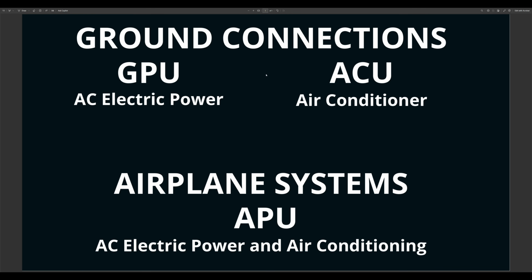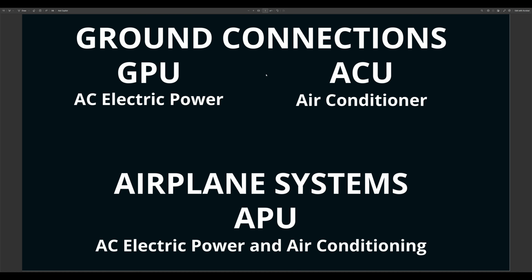So when we are talking about ground connections, we need to know we need two different types of external connections to give electrical power and air conditioning to this airplane. The first one is the GPU. The GPU is going to provide alternate current electrical power. It's required for you to start all the procedures on this airplane.